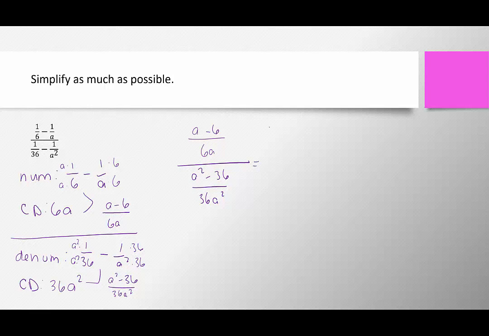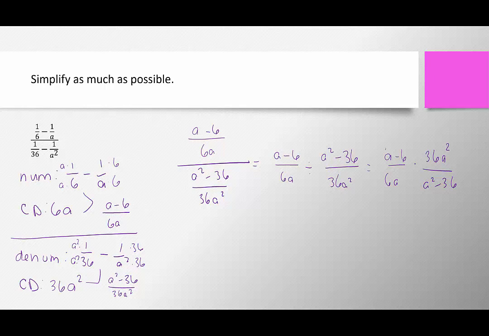Now we're ready to rewrite this using the division symbol. So we're going to say a minus 6 over 6a divided by a squared minus 36 over 36a squared. Once we have it written like this, we might use the fact that we could rewrite any division as multiplication and say, okay, we can rewrite this as a minus 6 over 6a times 36a squared over a squared minus 36. Now we want to see if we can factor anything.